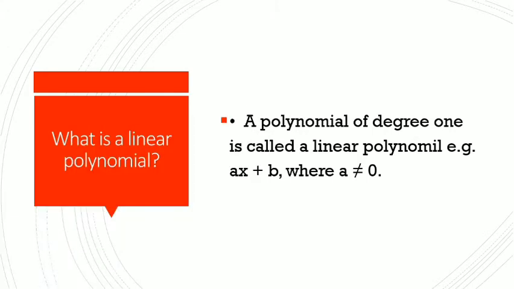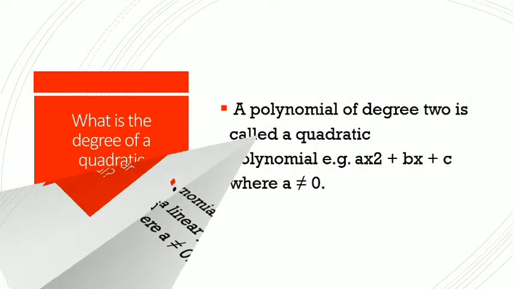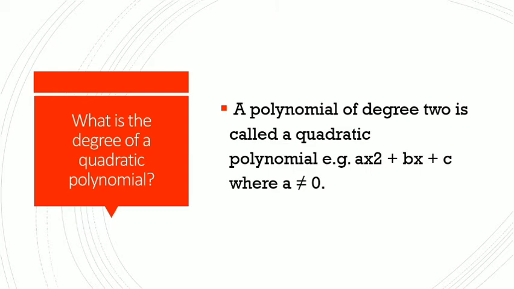What is a linear polynomial? A polynomial of degree 1 is called a linear polynomial. Example: ax + b. Another example is 3x + 4, where you have to understand that a must not be 0. If a is 0, then it becomes a constant polynomial.